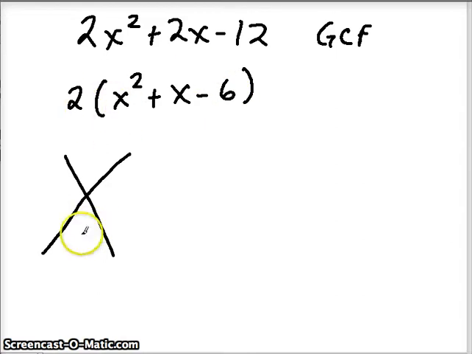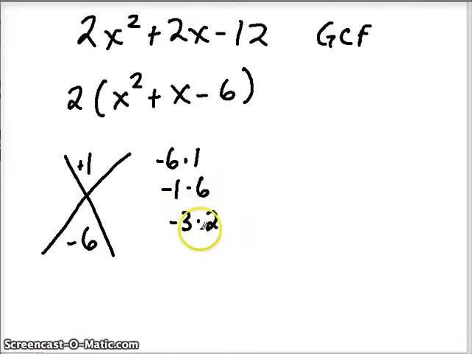So negative 6 times 1 is negative 6. Positive 1 is implied right there, so that's up top. So we need factors of negative 6 that add up to positive 1. Well, negative 6 times 1 doesn't add up to 1. Negative 1 times 6 doesn't add up to 1. Negative 3 times 2 would give me a negative 1 if I added those factors. So it's got to be negative 2 and positive 3, right? If we combine those, that gives us a positive 1.